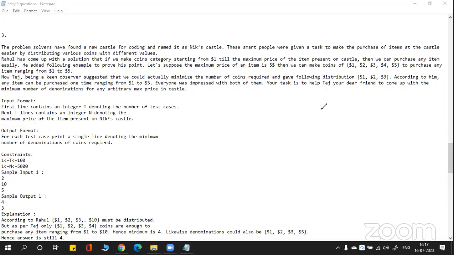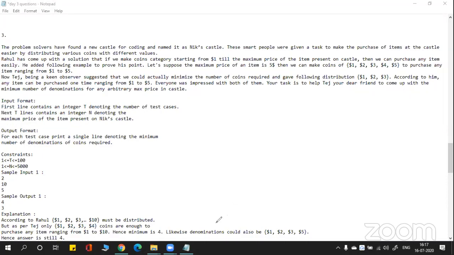So whatever may be the coin, it can be 5 rupees, 10 rupees, 11 rupees, 13 rupees, 14 rupees, whatever may be the value of the coin. So you just need to find the minimum number of coins required. So tell me, what can we do?